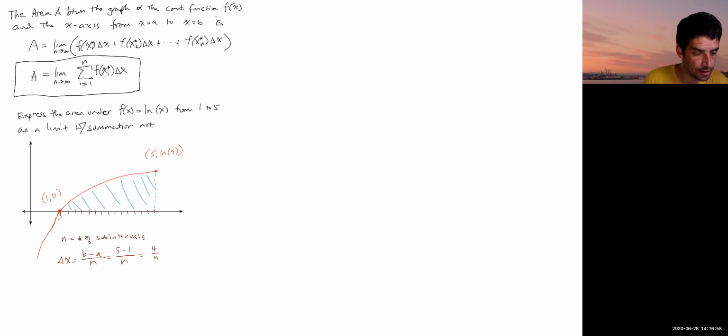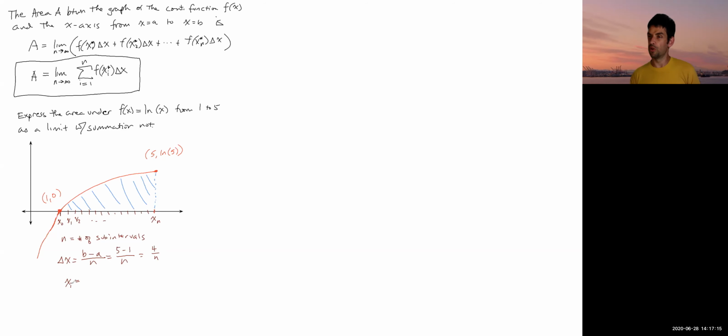Then remember, we labeled all these: x naught, x1, x2, dot, dot, dot, up to x sub n. And we had a little formula for this. We said x sub i, I'm going to do right endpoints. That's the one we've been doing, and I'm going to mostly stick with this. x sub i is equal to the value of x naught, which we also called a, which in this case is 1, plus i times delta x, which in this case is 4 over n.